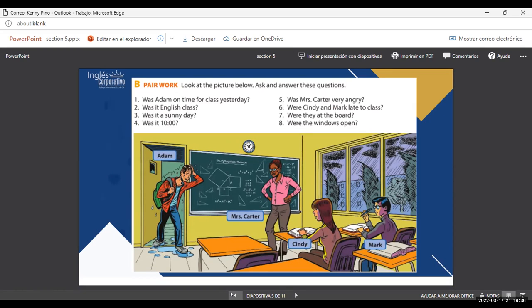La primera sería negativo, ¿verdad? Porque pregunta si Adam llegó a tiempo a la clase de ayer. Was Adam on time for class yesterday? No, he wasn't. No, he wasn't. Sería no, he wasn't, short answers. Short questions. Cortas. Okay.